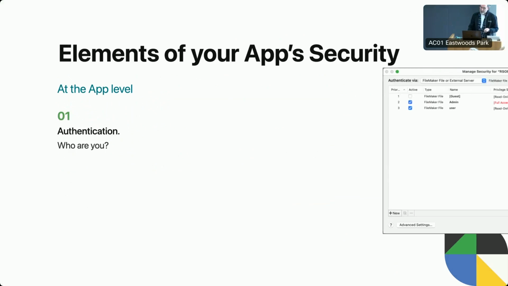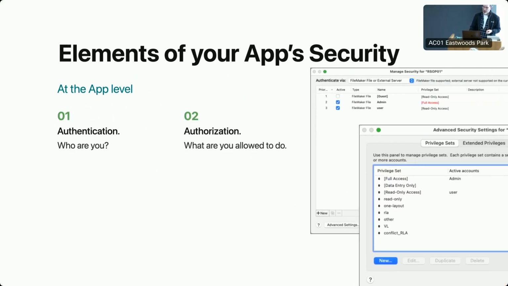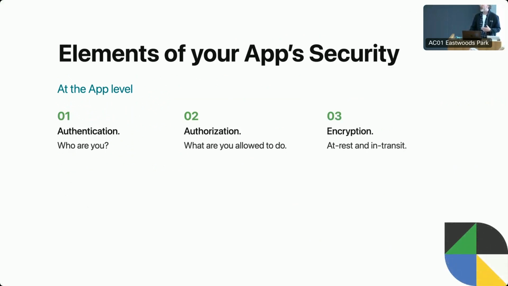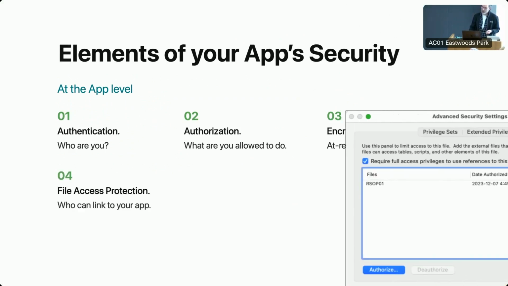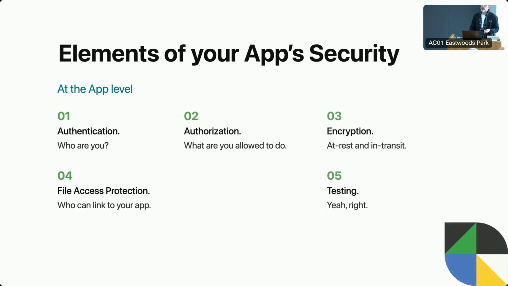All right, at the app level, we've got two big buckets, right? The authentication and the authorization. We'll get into both of those. And then we have encryption at rest. Great feature. There's really not a lot to it. You either enable it or you disable it, but you should really enable it, and I'll explain why you should. File access protection, we'll get into that for sure. And then testing, right? We all test our solutions as all users with all privilege sets. Yeah, we don't, right? We should.